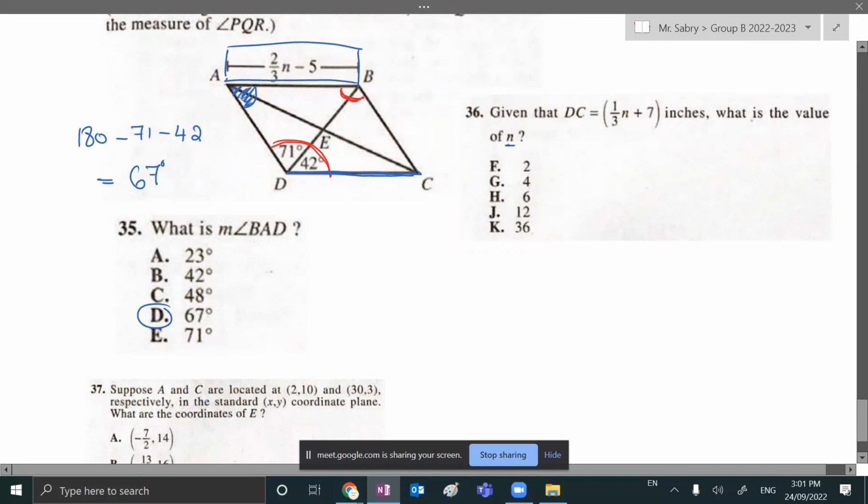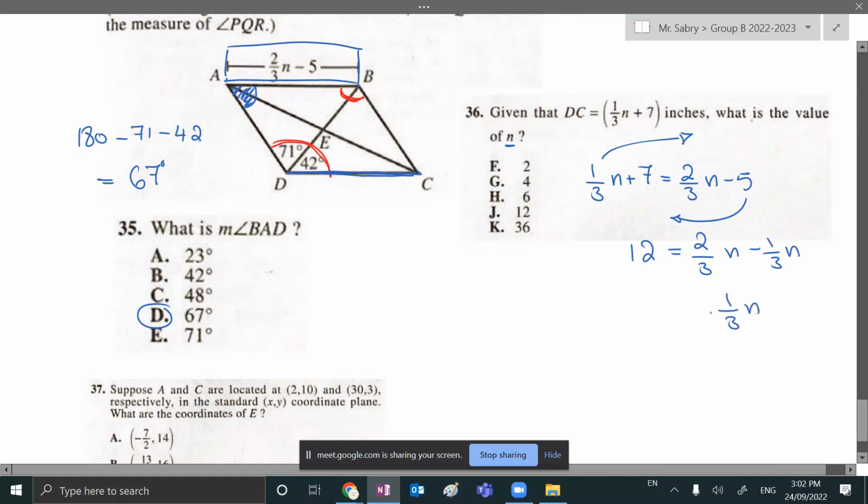You're asked to find the value of n, so I can just easily say that 1 over 3n plus 7 must be equal to 2 over 3n minus 5, because this is a parallelogram and the opposite sides are equal to each other. So now move the n's towards each other and move the numbers to the other side. I'll have 7 plus 5, which is 12, equal to 2 over 3n minus 1 over 3n, which is mainly 1 over 3n. I just need now to move the 3 to the other side, and I'll have the value of n as equal to 36. That's K.